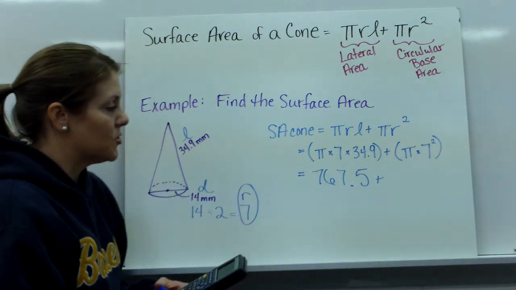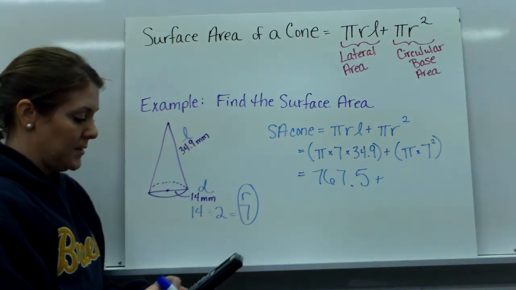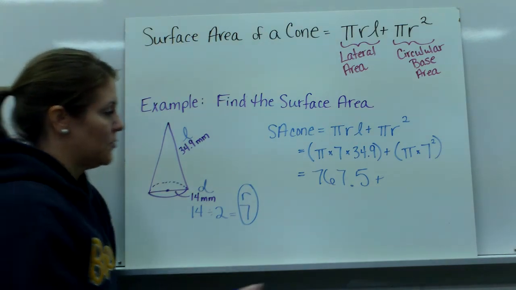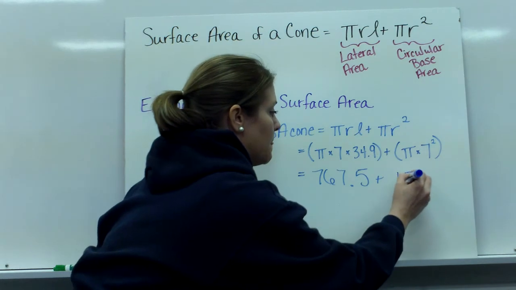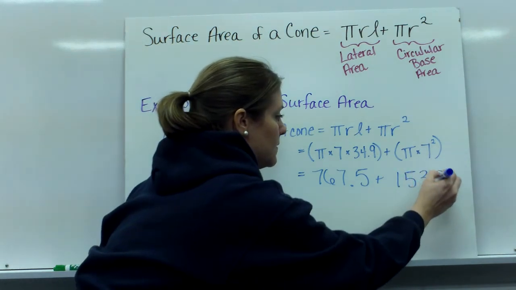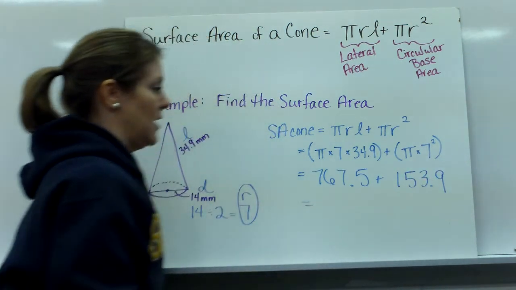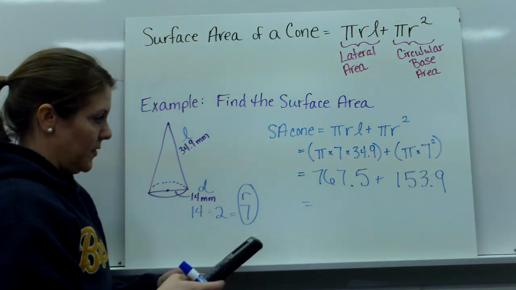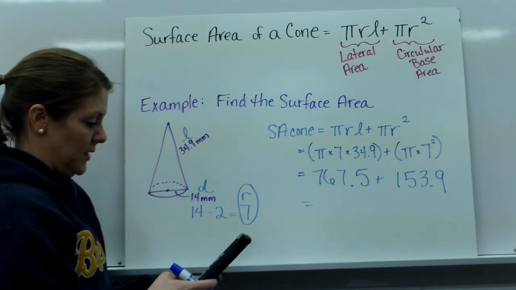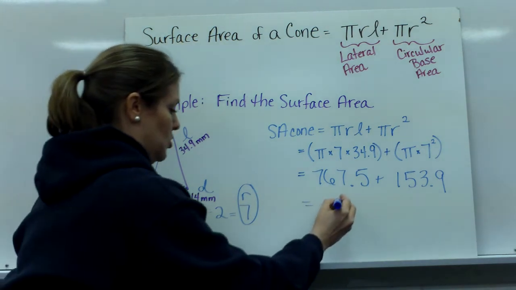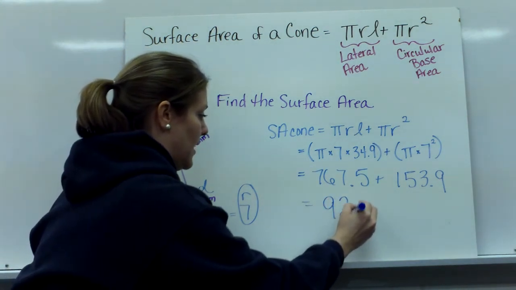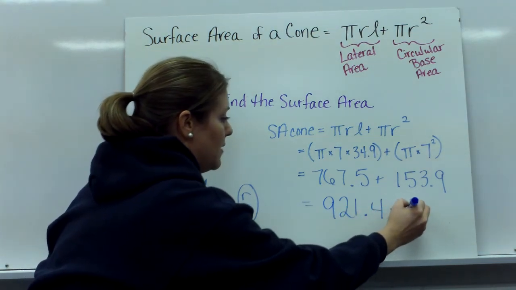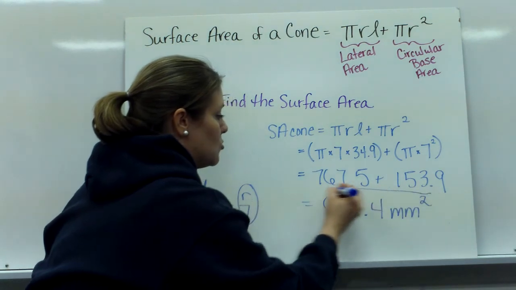Okay, let's find the area of our circular base. So we're going to do pi times 7 squared. That gives us 153.9. Now, you're just going to add up the 2. So 767.5 plus 153.9 gives us a total surface area of 921.4, and we're going to label that with millimeters squared.